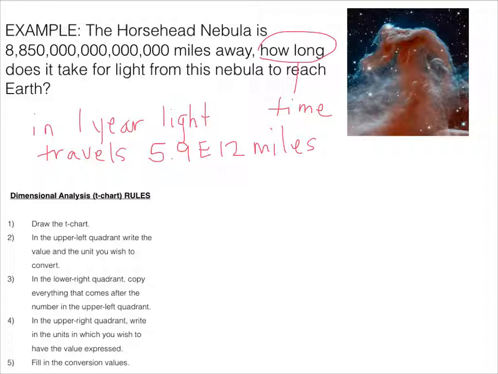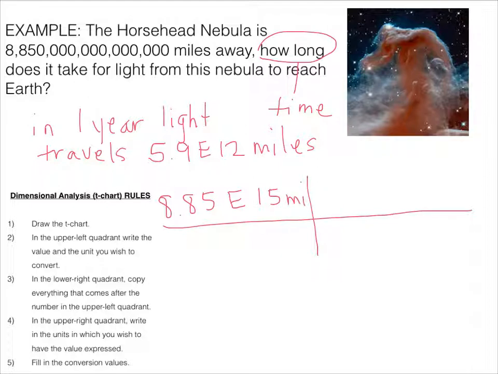And so let's do this. Here's our T-chart. We have 8.85 times 10 to the 15 miles. Got to put that into scientific notation if you're going to use any of my calculators. There's too many zeros there to punch them all in. We want to change into years. And so we copy miles down onto the bottom, and we know that in 1 year, light travels 5.9 times 10 to the 12th miles.